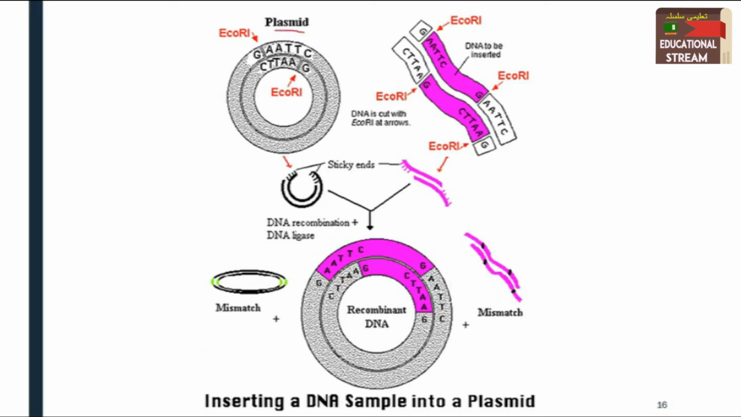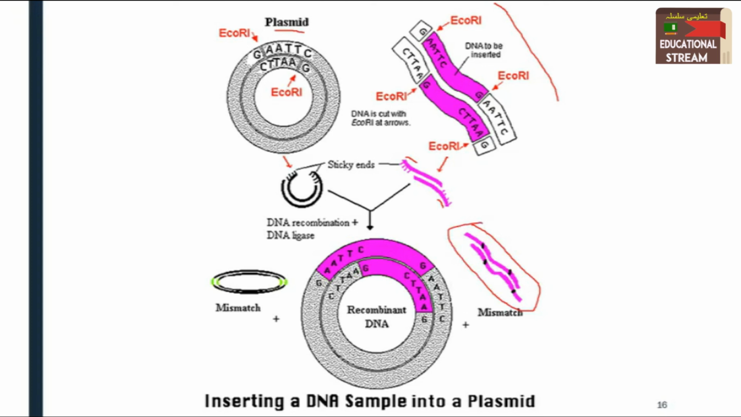Like we have a plasmid and we have a DNA fragment. This purple color is the DNA fragment that needs to be inserted into the vector. We will cut it with EcoRI, and when it is treated with EcoRI, such sticky ends are produced, and this is the match of the sticky end with this, and the others, these are the mismatches. They will not be incorporated into the plasmid vector.